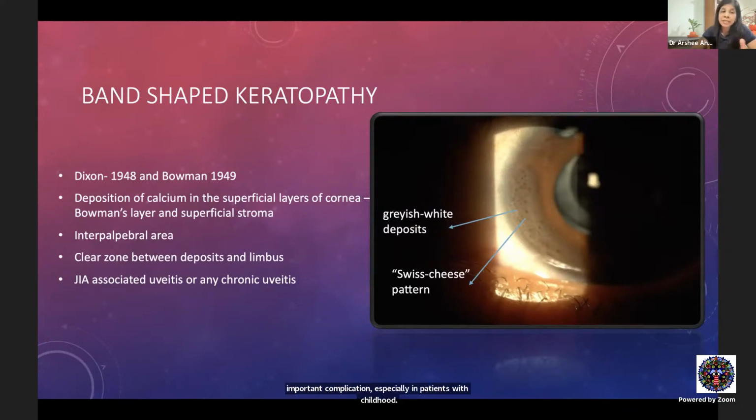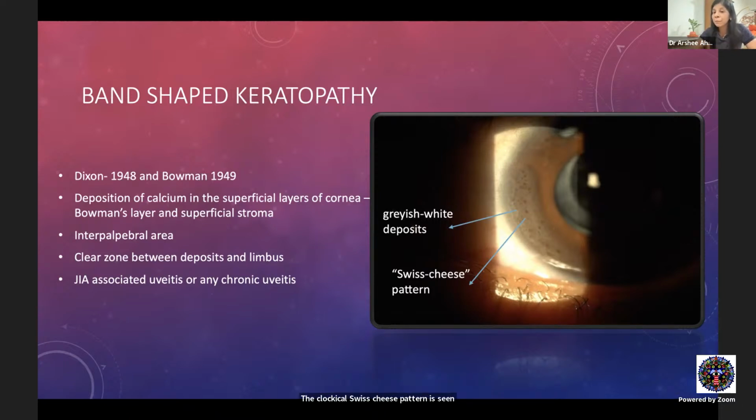It was first described by Dixon and Bowman. What is happening here is that there is deposition of calcium in the superficial layers of the cornea, especially the Bowman's layer, the epithelial basement membrane and superficial stroma. So clinically, how do you see it? It will be visible as grayish-white deposits starting at the interpalpebral area near the limbus. These can then slowly cover up and start migrating towards the center, towards the visual axis, and then they can definitely impact vision. The classical Swiss cheese pattern is seen here.